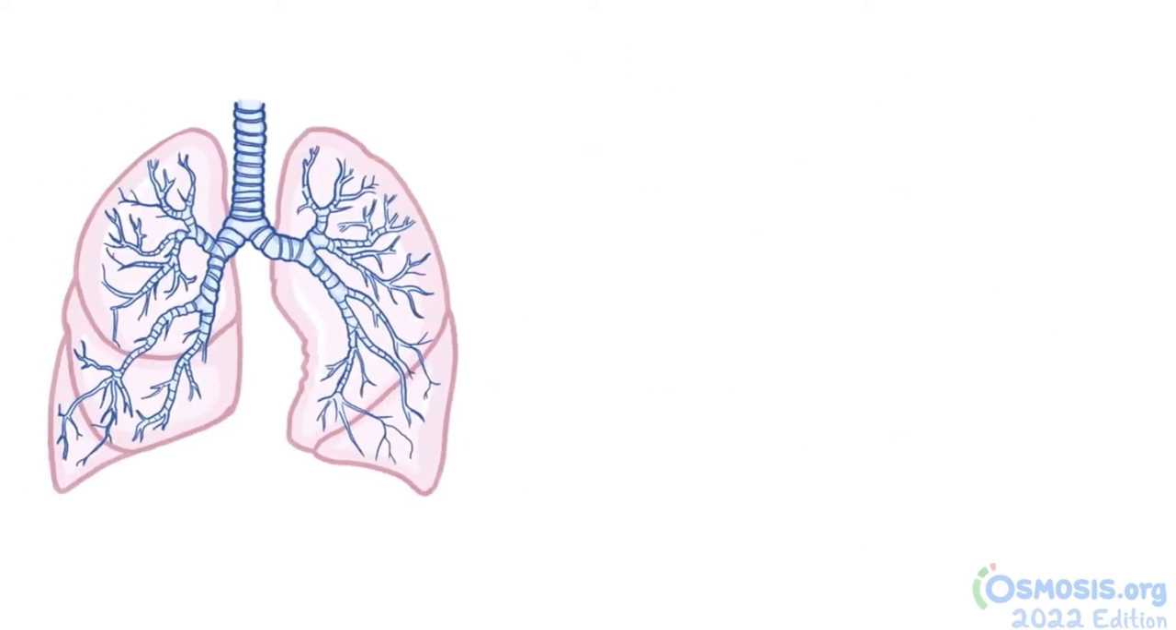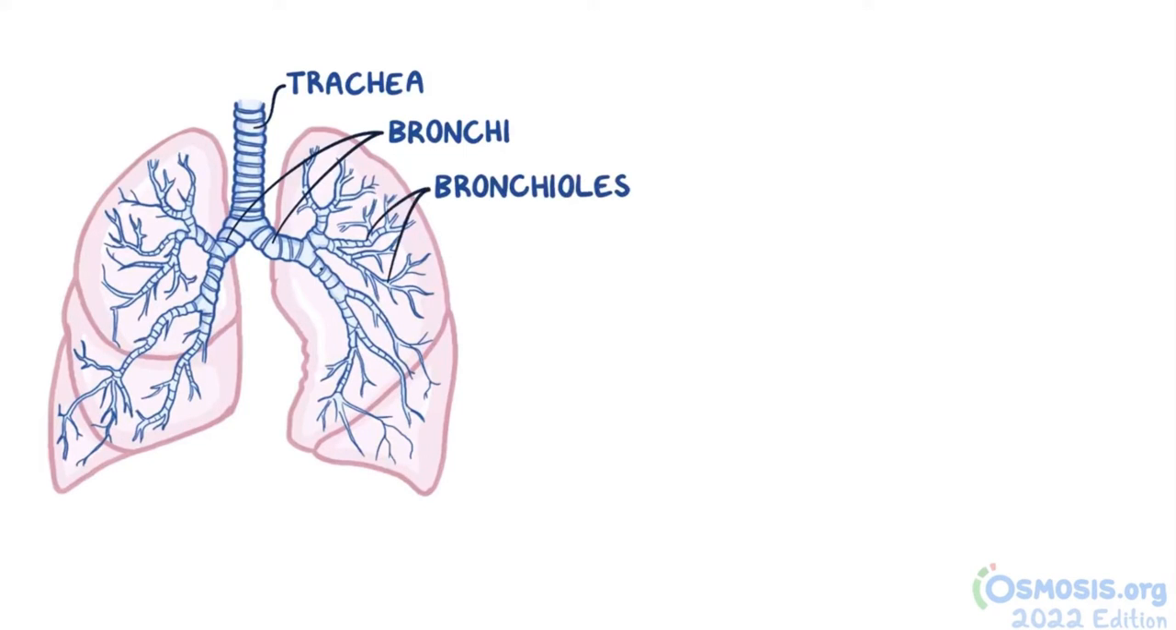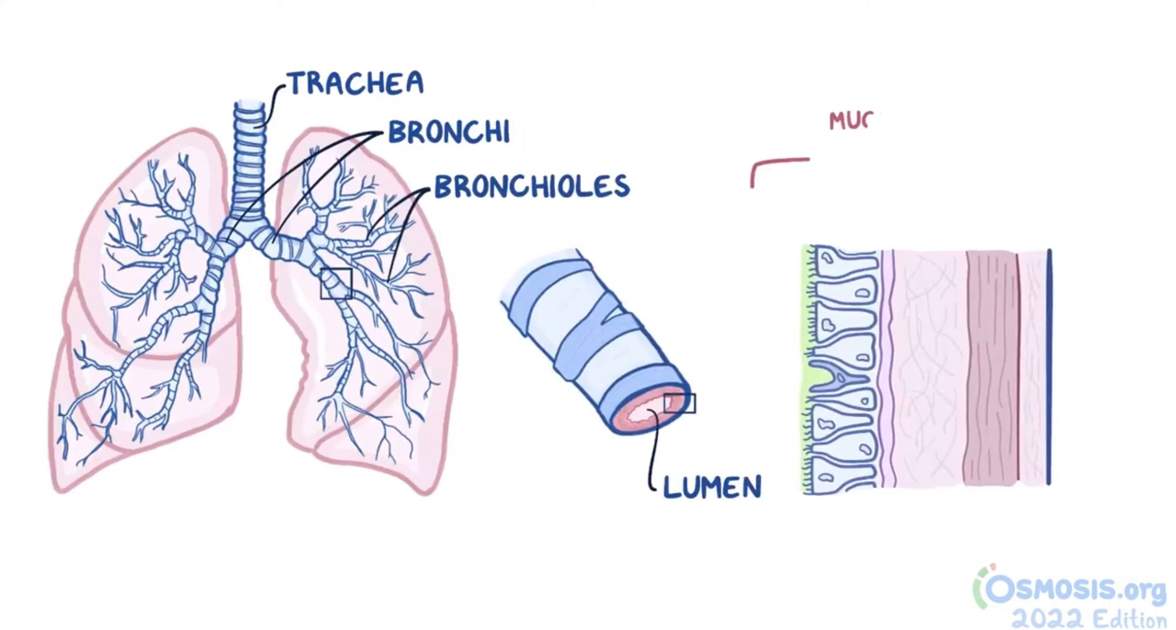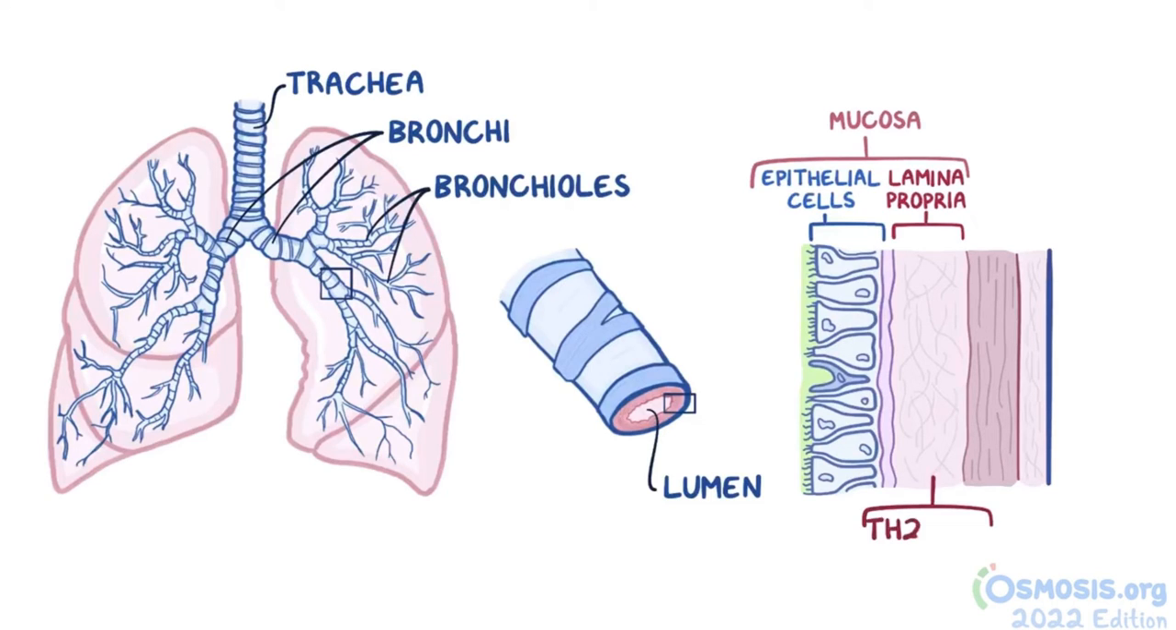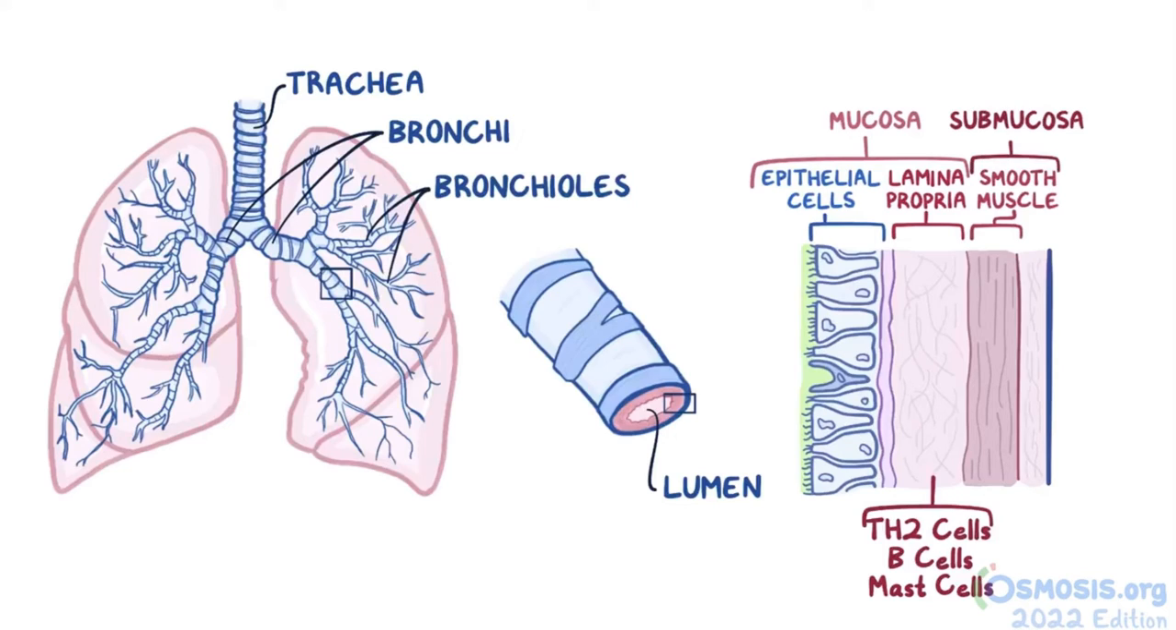So, if we take a look at the lungs, you've got the trachea, which branches off into right and left bronchi, and then continues to branch into thousands of bronchioles. In the bronchioles, you've got the lumen, the mucosa, which includes the inner lining of epithelial cells, as well as the lamina propria, which contains many cells like the type 2 helper T cells, B cells, and mast cells. Surrounding the lamina propria, there's a layer of smooth muscles and submucosa. This submucosal layer contains mucus-secreting glands and blood vessels.